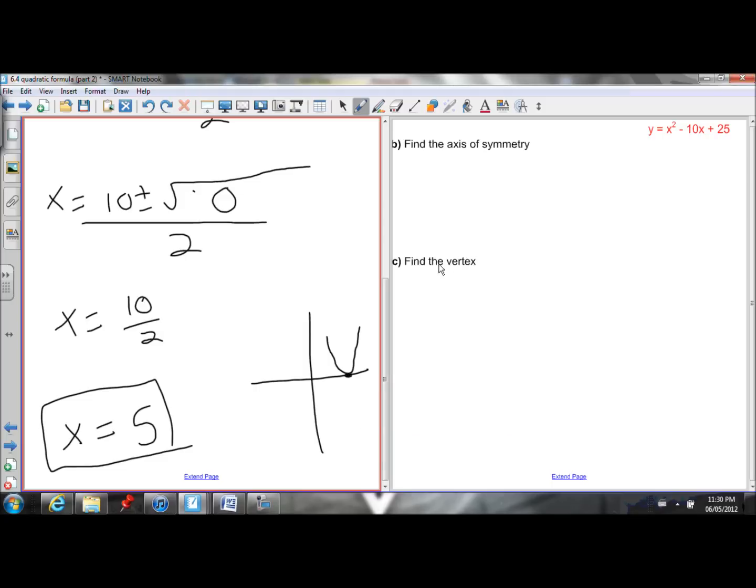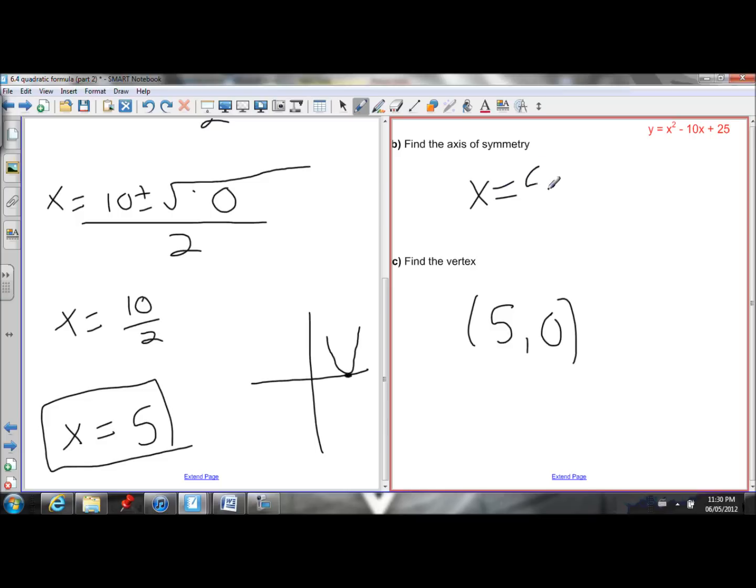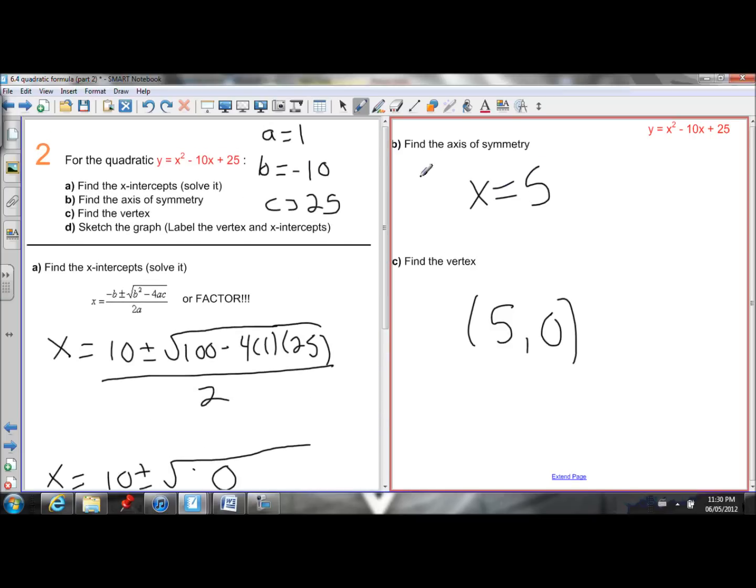But first off, to find the vertex, there's no work I have to do for that, okay? I know the vertex is the x-intercept. It is where it touches the x-axis, so it's at 5, 0. And the axis of symmetry is always the x-coordinate of the vertex, so it's just x equals 5. If I had gone through and calculated it, I would have got these answers, okay? If I had used x equals negative b over 2a, negative b, so negative 10 is 10 over 2a, over 2. I get 10 over 2, which is 5.